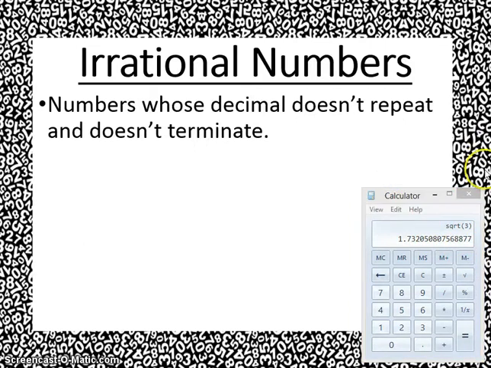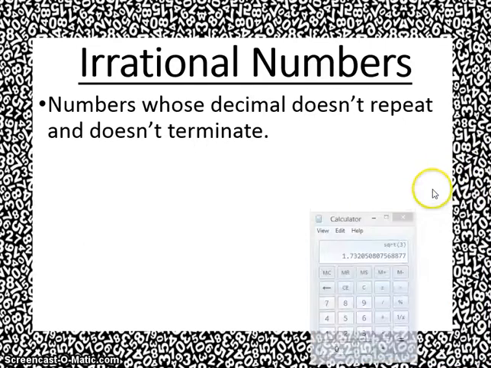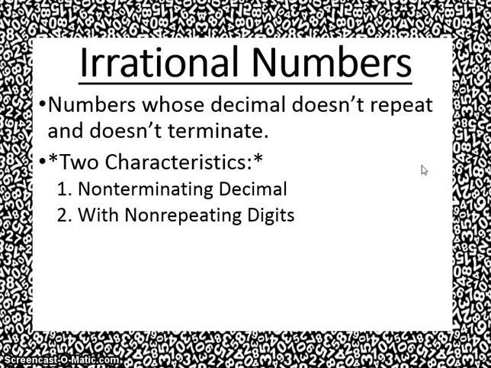The square root of 3 is an example of an irrational number. Remember, there are 2 characteristics. They do not terminate. They're non-terminating. They do not stop. And they are non-repeating. They do not repeat.